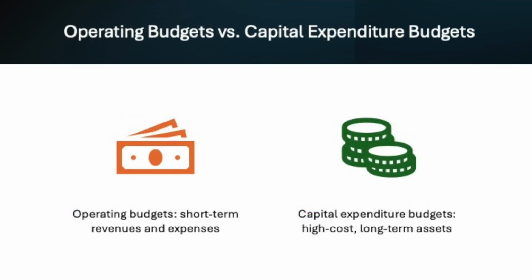Operating budgets deal with short-term revenues and expenses necessary to operate an organization, usually covering a 12-month period. Capital expenditure budgets analyze the desirability of acquiring high-cost assets that provide service over multiple years, often lasting 5 or more years.